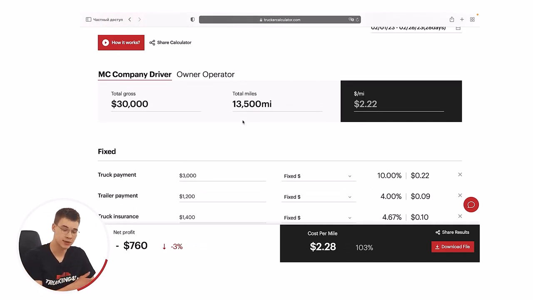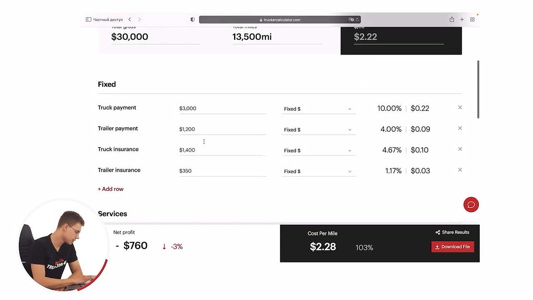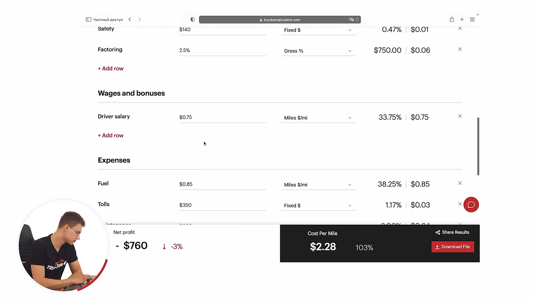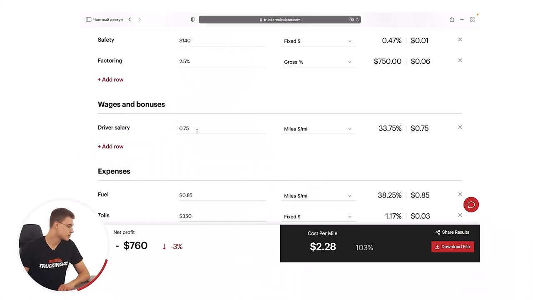Rate per mile is lesser now, but the negative is already $760 versus $2,000, which we started from. Next, the driver salary. He is paying 75 cents per mile to his driver, and there's nothing wrong about it. A couple of years ago, this was an average driver salary, but not now. This owner cannot afford to pay 75 cents per mile to his driver. The average payment to the driver right now is closer to 65 cents per mile, and we will change this parameter here.